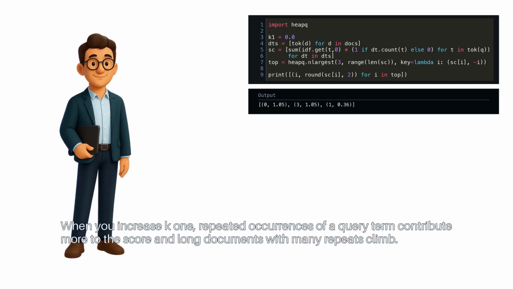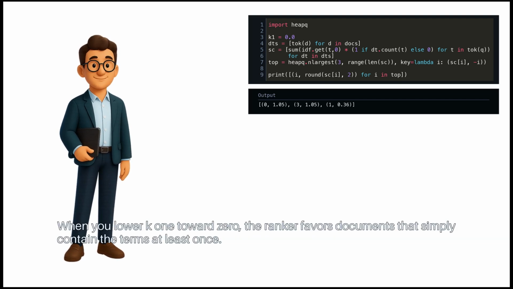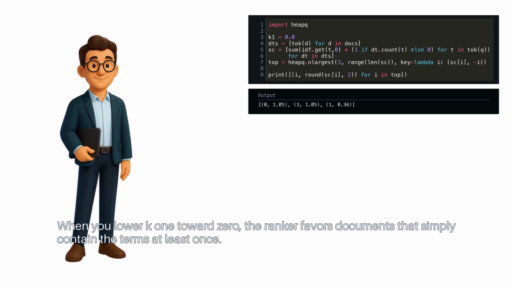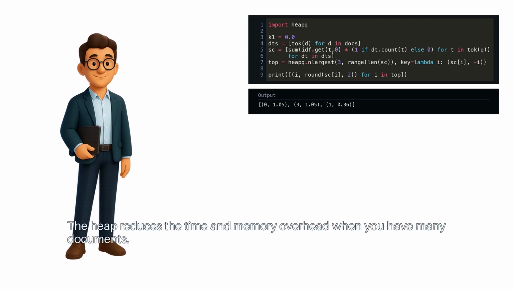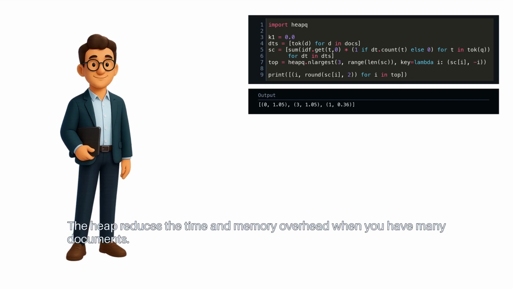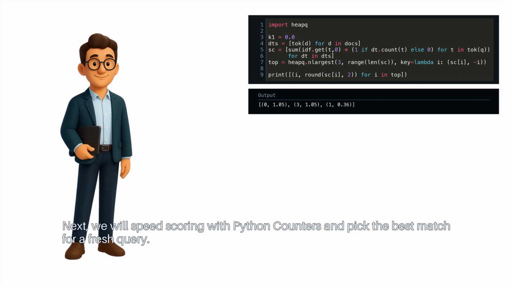When you increase K1, repeated occurrences of a query term contribute more to the score, and long documents with many repeats climb. When you lower K1 towards 0, the ranker favors documents that simply contain the terms at least once. The heap reduces the time and memory overhead when you have many documents. Next, we will speed scoring with Python counters and pick the best match for a fresh query.